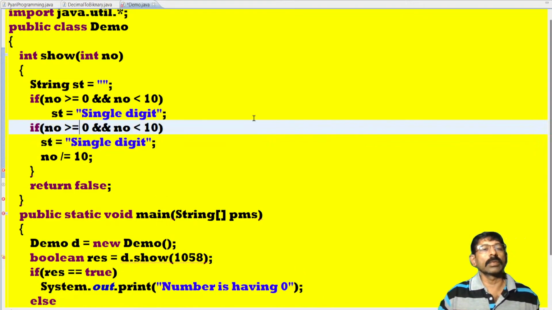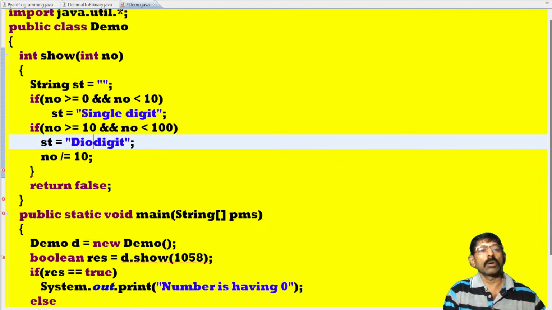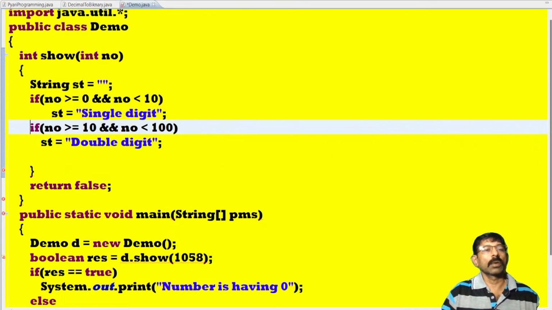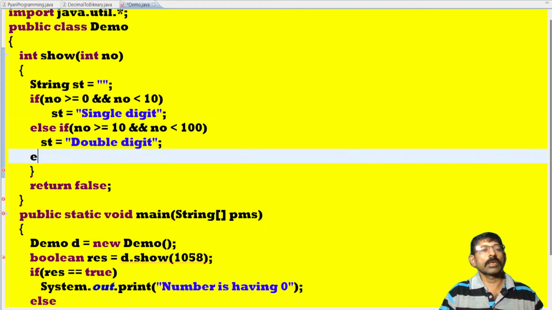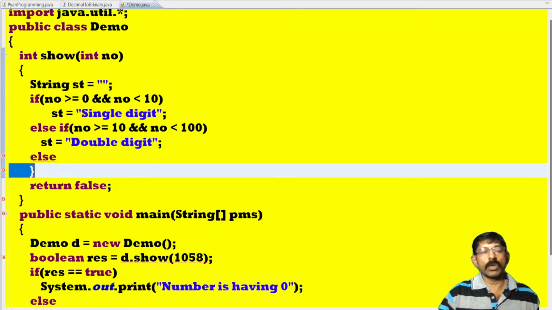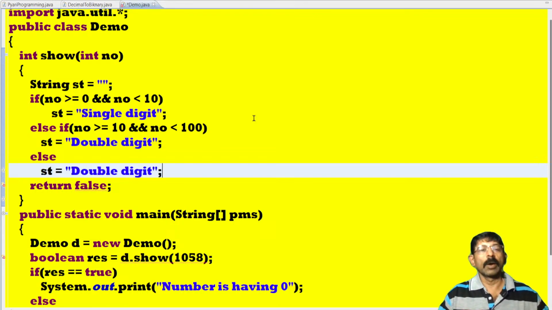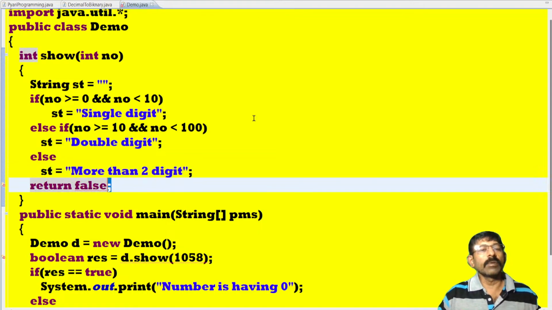If the number is greater than or equal to 10 and less than 100, it is double digit. And in the else part I am saying st is equal to more than 2 digit. So here I will say return st. Now it is going to generate an error message.